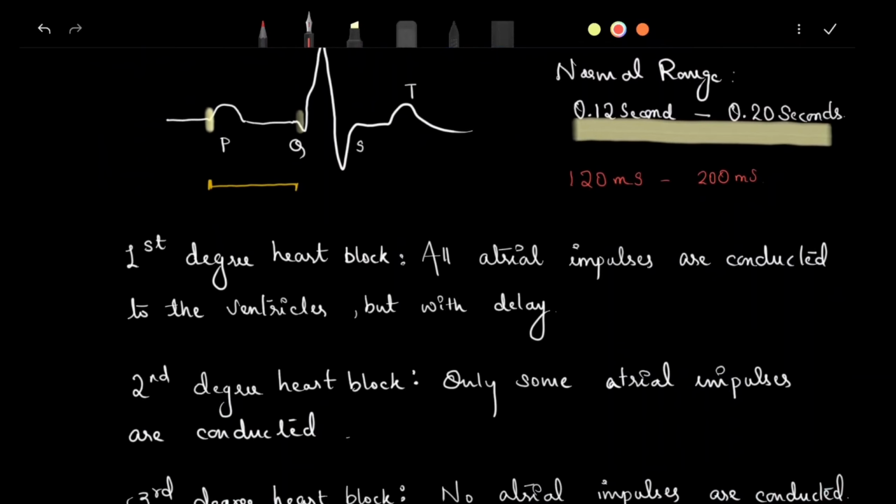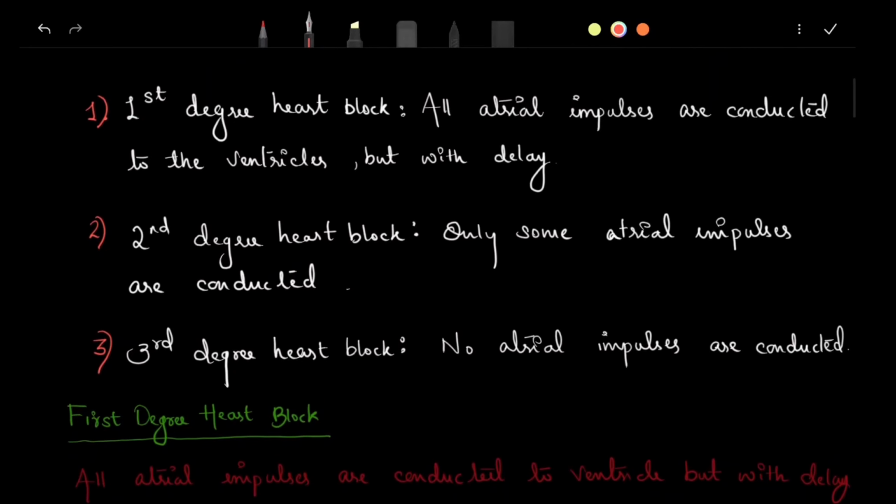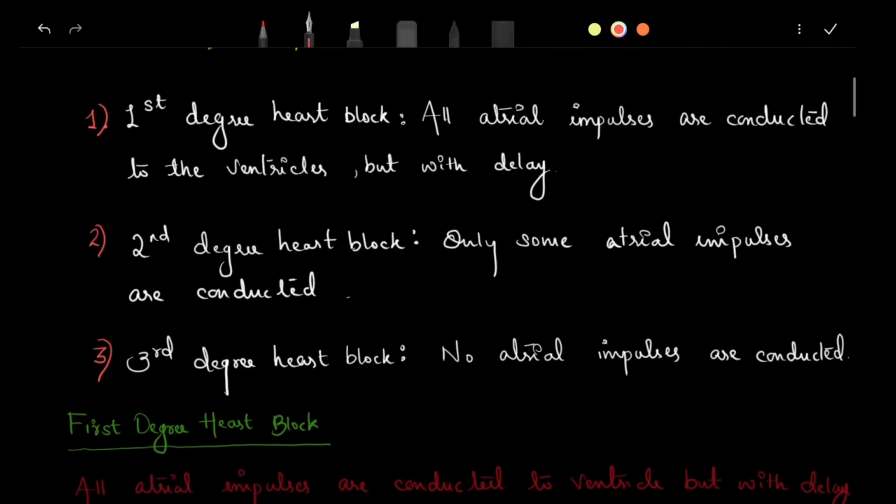Next, there are three types of heart blocks. One is the first degree heart block. The next one is the second degree heart block, and the third one is the third degree heart block. The second degree heart block can be divided into two types later.